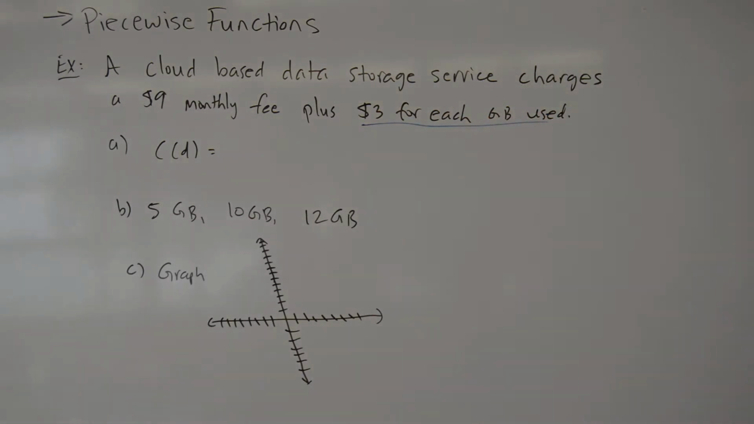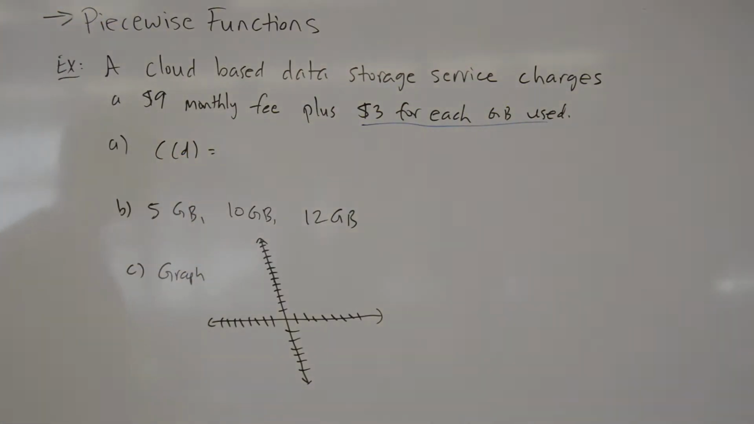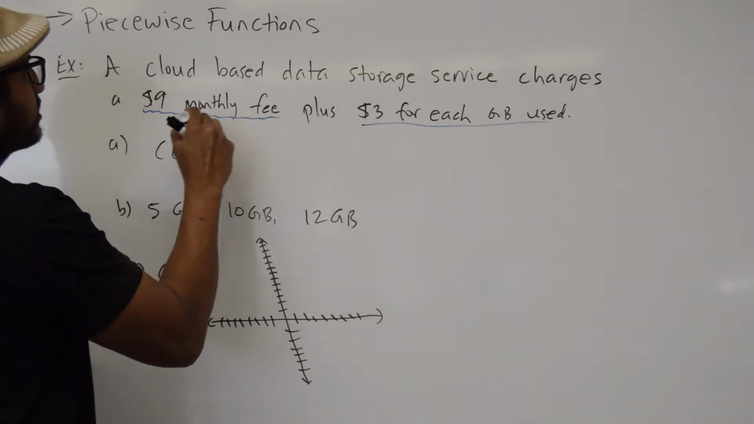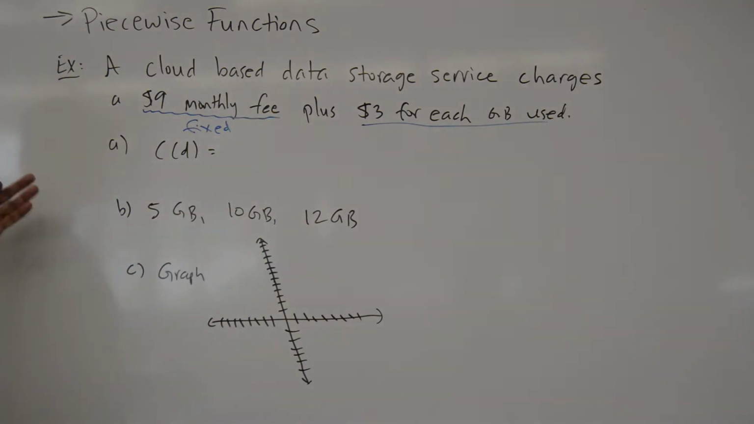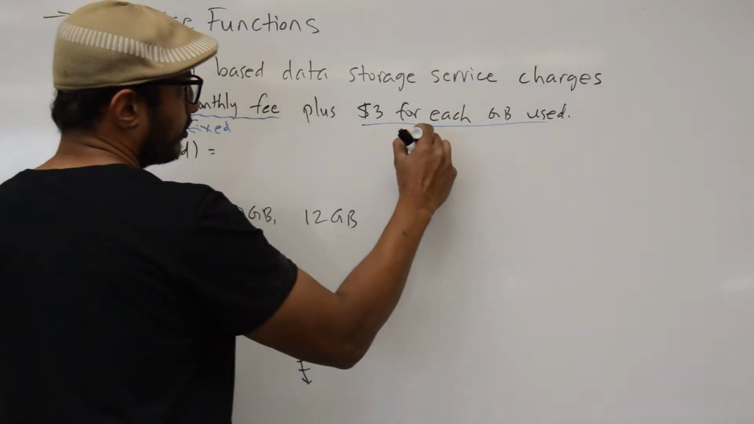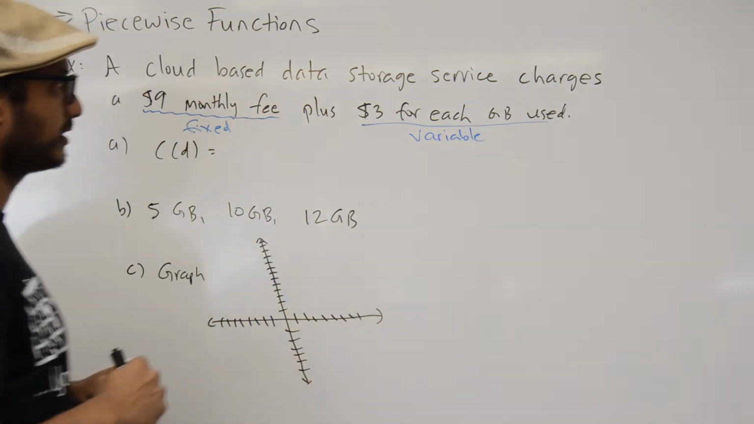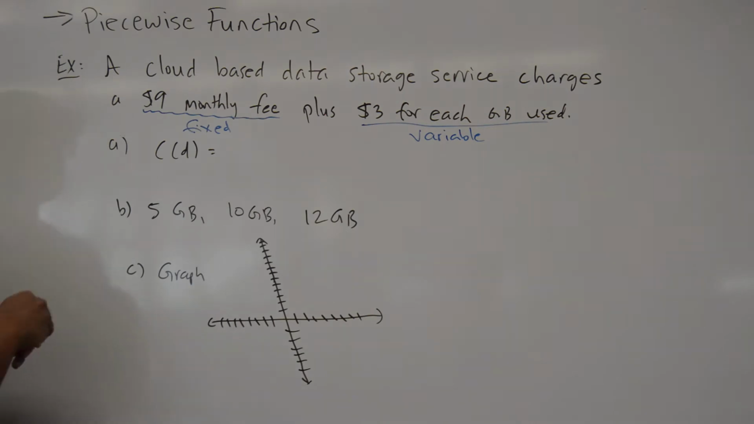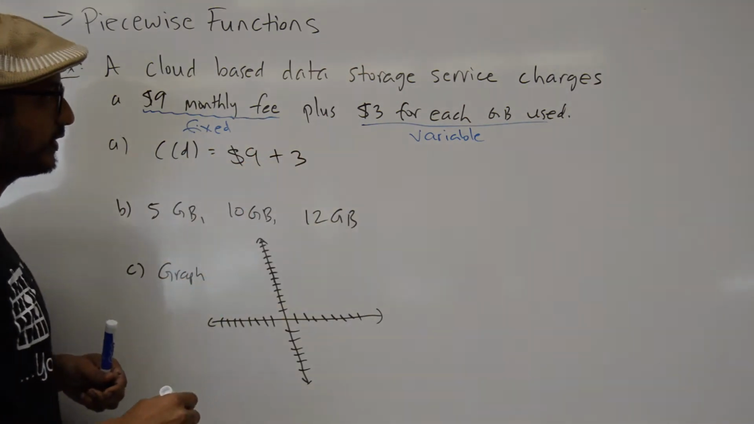For part A, you want to write the cost function using D equals the gigabytes of data used, and C is going to be the cost. There's a fixed fee, so your fixed cost is going to be $9 because that never changes, whether you use 1 gigabyte or 100 gigabytes, that's still going to be your monthly fee. And then this is your variable cost because for every gigabyte you use, it's going to cost you $3.